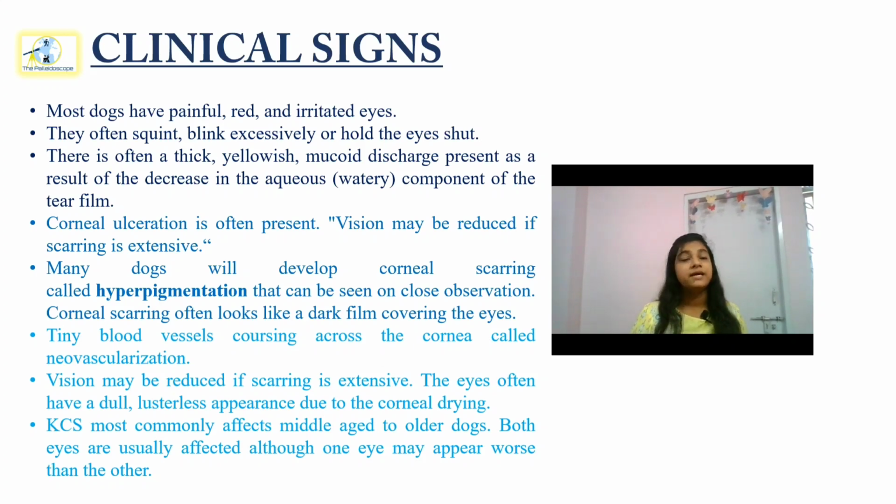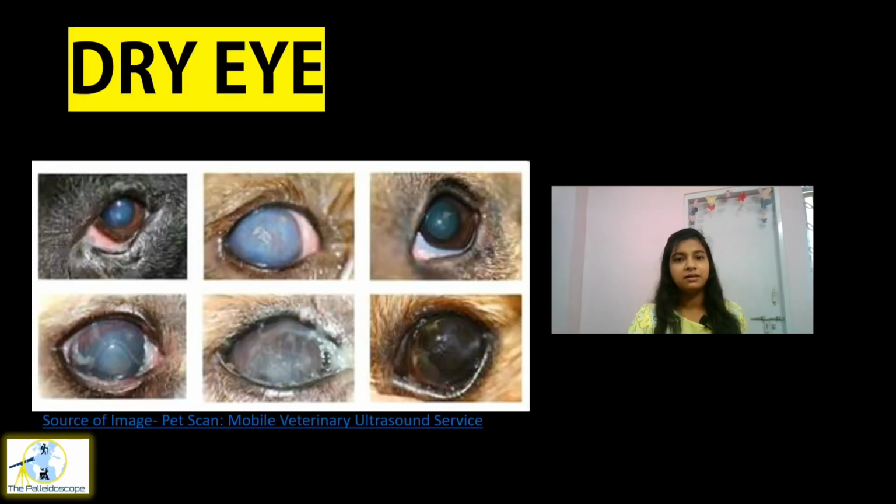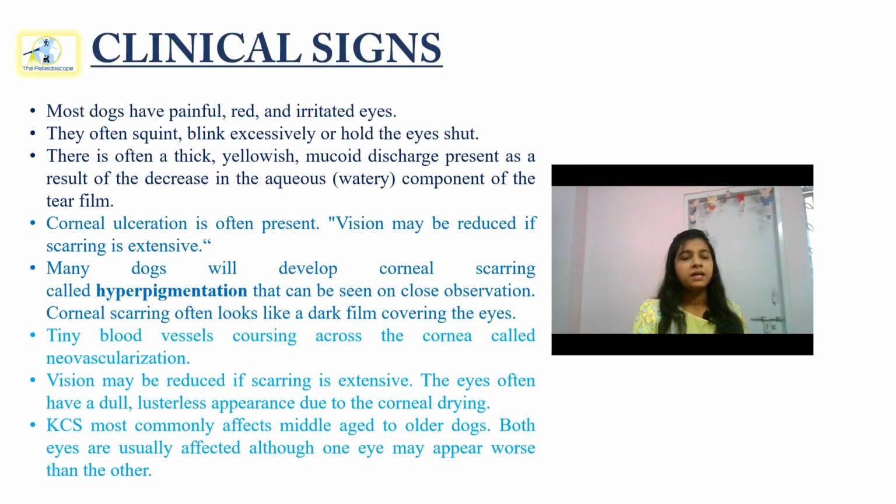Corneal ulceration is often present. Vision may be reduced if scarring is extensive. Many dogs will develop corneal scarring called hyperpigmentation, that can be seen on close observation. Corneal scarring often looks like a dark film covering the eyes. I showed you the picture like this. You can see scarring of the eye. Now, tiny blood vessels coursing across the cornea are also known as neovascularization. New blood vessels, teeny blood vessels, can be seen.